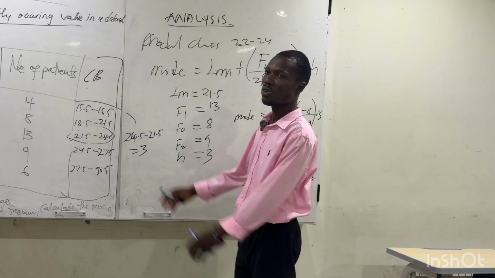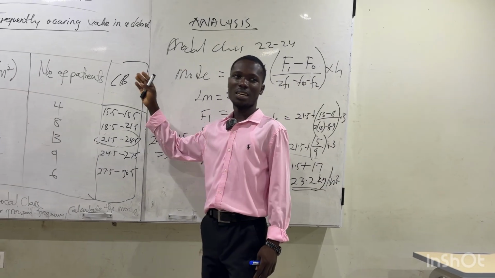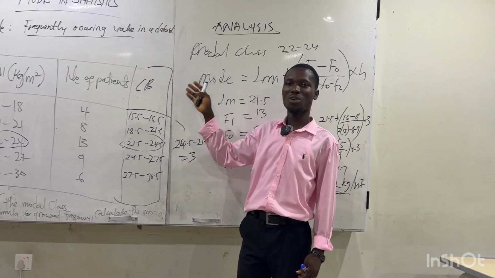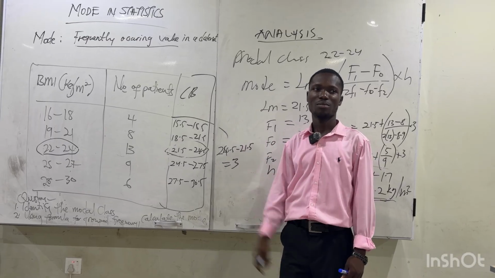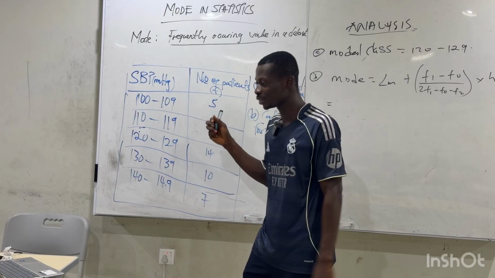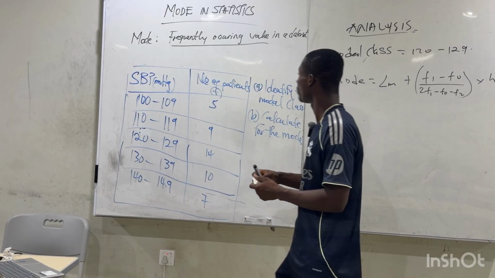So this will bring us to the end of the grouped frequency table, how to calculate for the mode. Okay, bye. The table shows the systolic blood pressure of 45 patients.